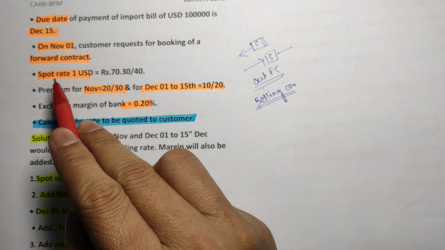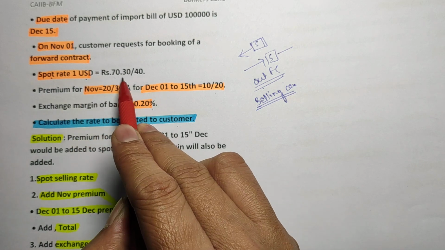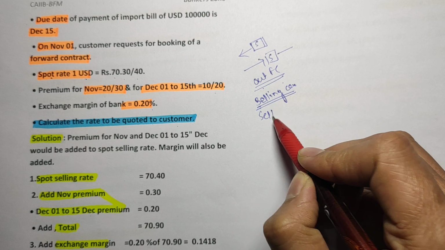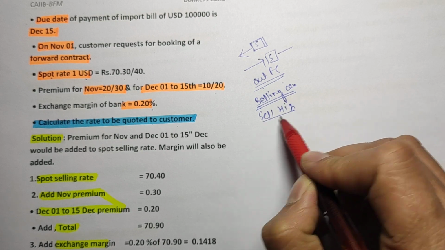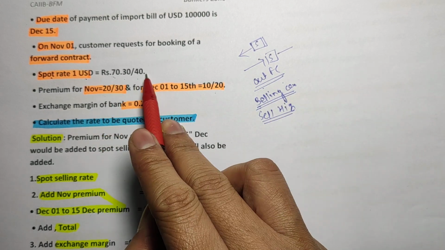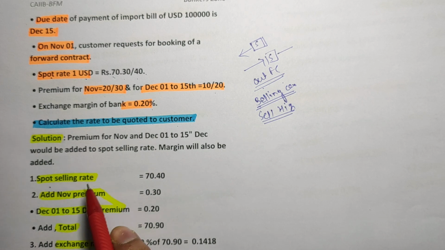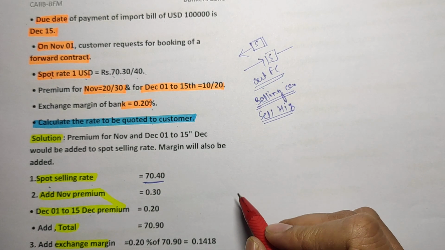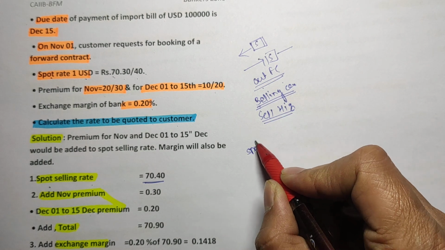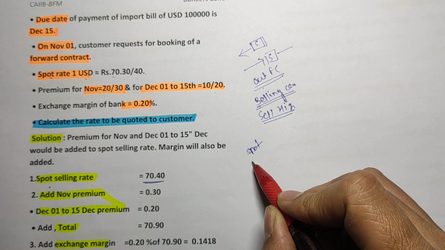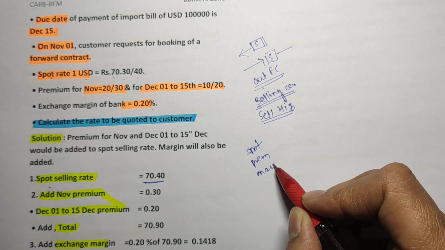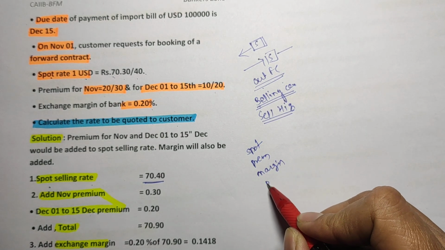Okay, and what is the rate they have given? Spot rate 70.30 and 70.40. In a selling case our target is sell high, so we will take the highest value. So very first we have identified the spot rate as 70.40. That is the selling case. Remember the steps: very first identify the spot, second is the adjustment of the premium, third is the adjustment of the margin, and last is the rounding off.